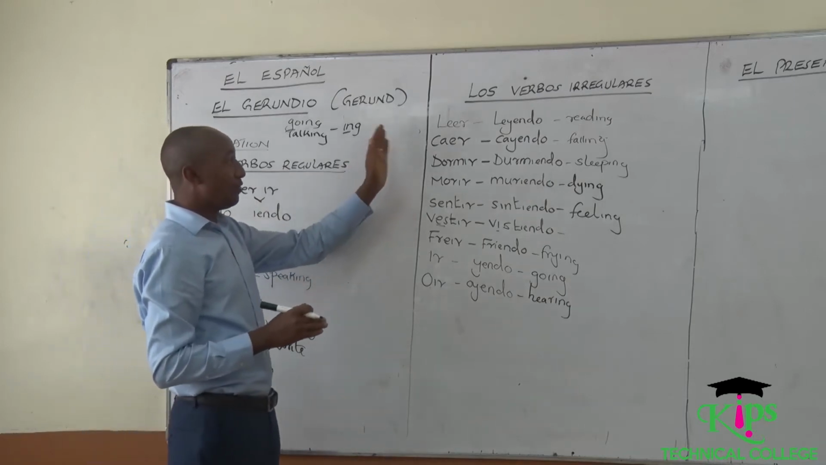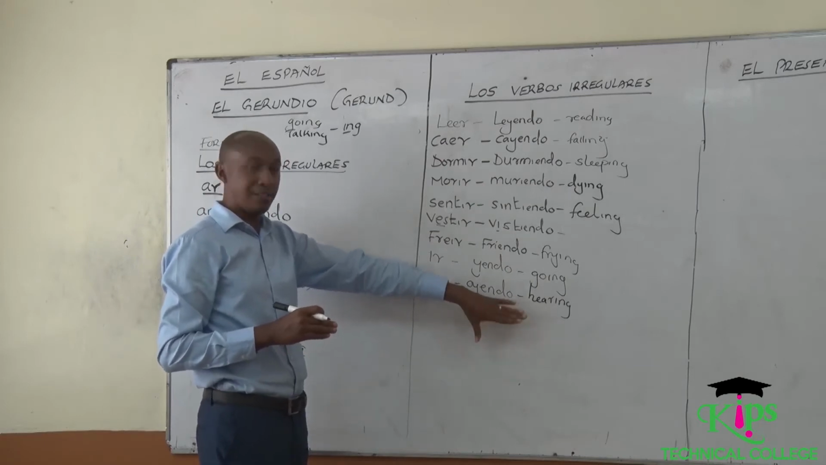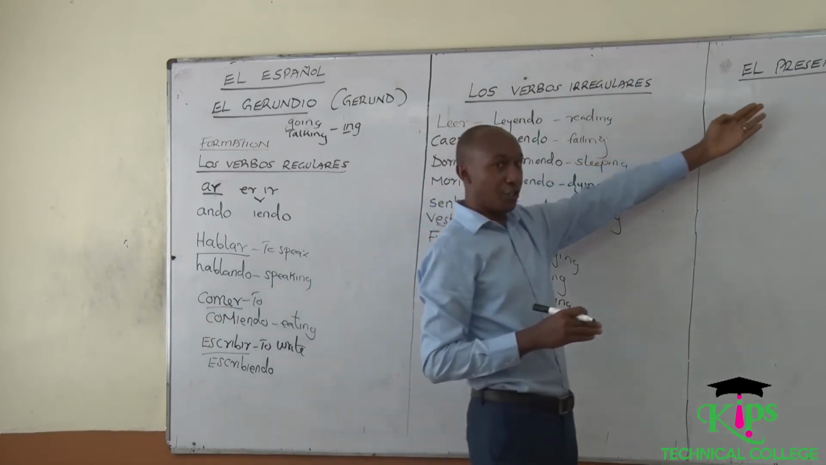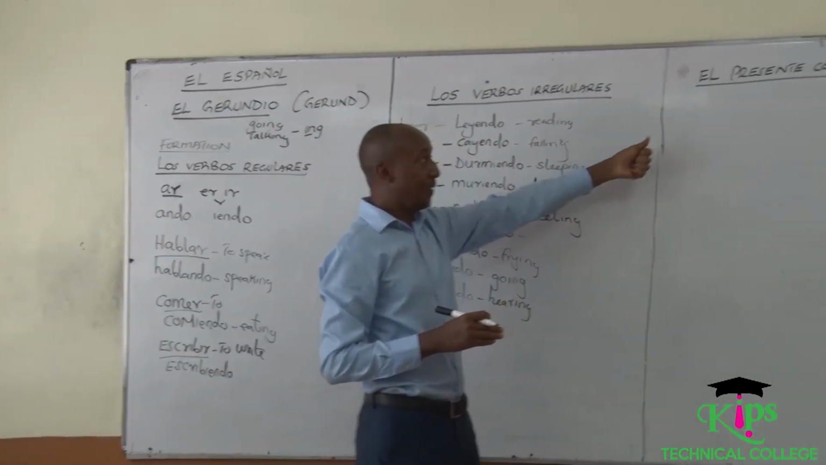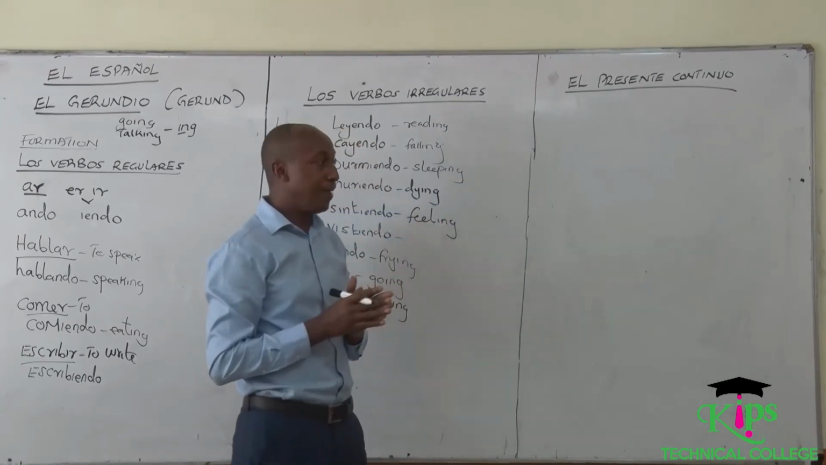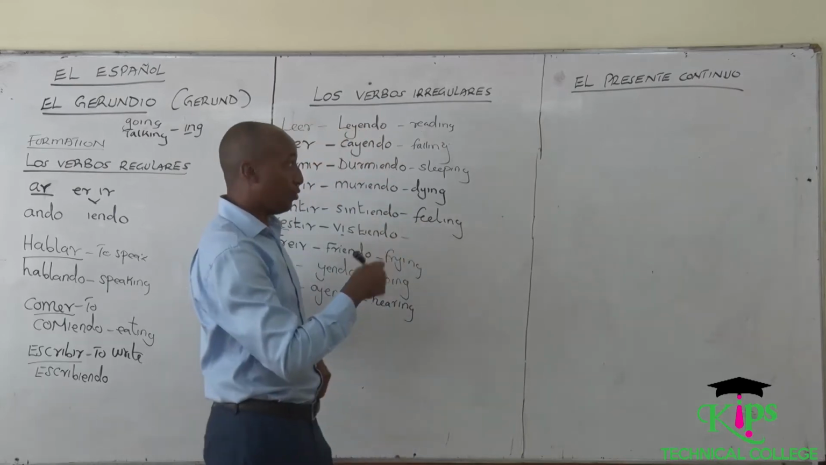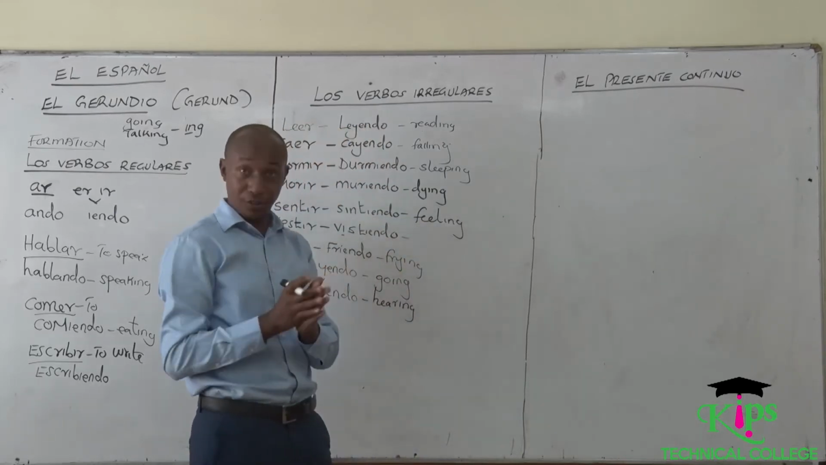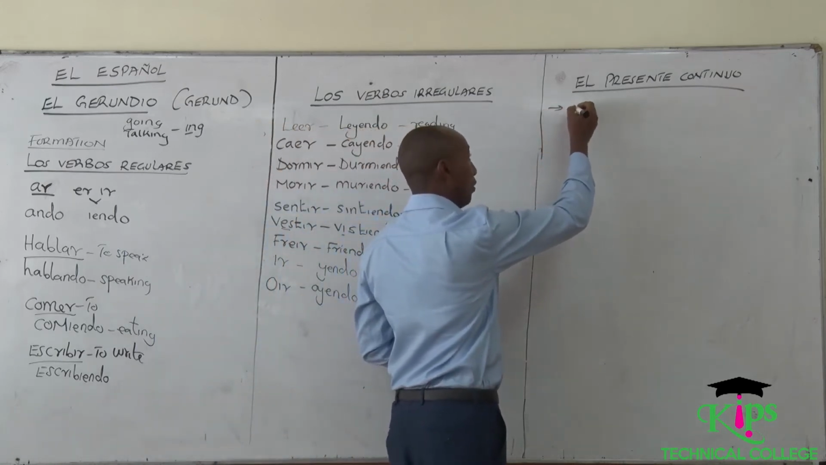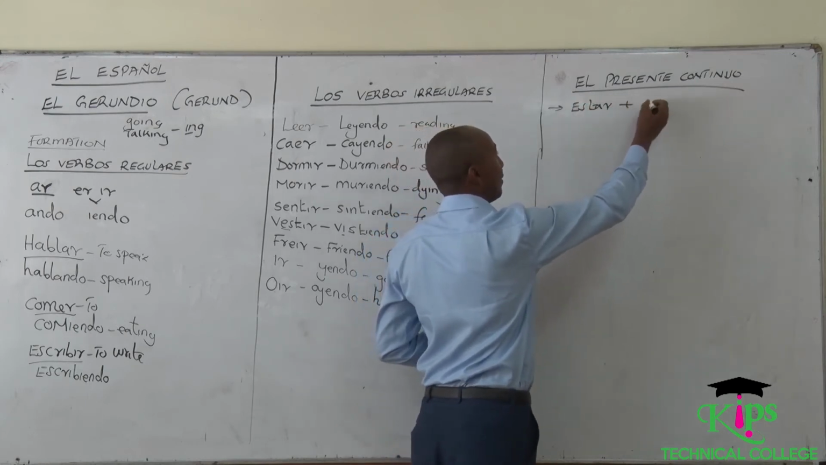Now, we'll be using the gerund to form what we call the present continuous tense. In Spanish, we call it presente continuo, el presente continuo, which talks about actions that are ongoing at this moment. So remember, you cannot use the present continuous when that action is not taking place. So how do we form the present continuous? This is formed from the present tense of the verb estar plus the gerund.